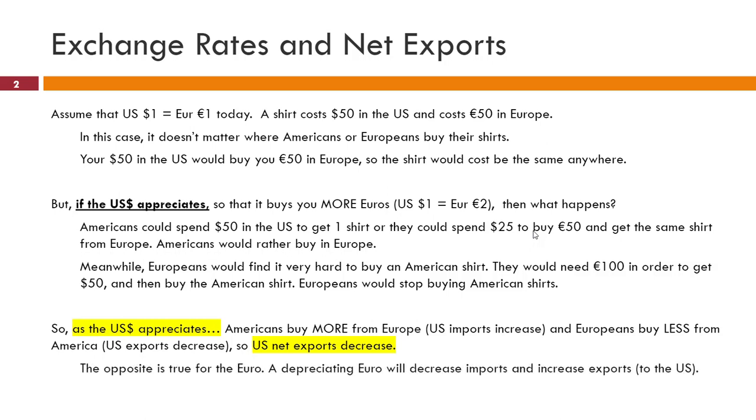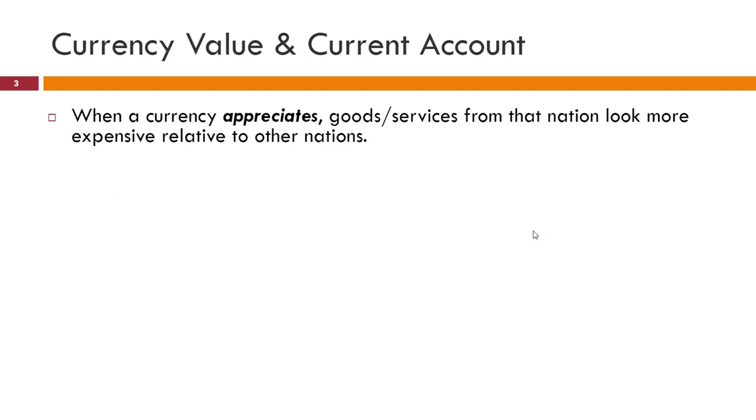And Europe, of course, would find the exact opposite to be true. The euro depreciating would decrease imports. Europeans would not buy American things, but exports would increase as more Americans buy European things, and the depreciation would help Europeans. That's a big, long, complicated way to get back to one very simple understanding, right?